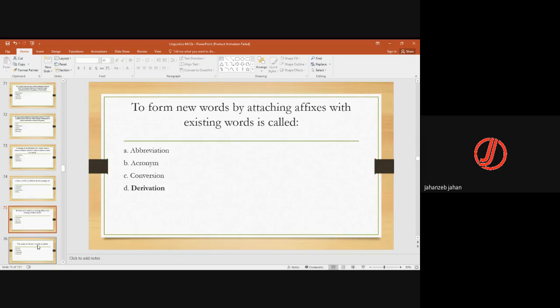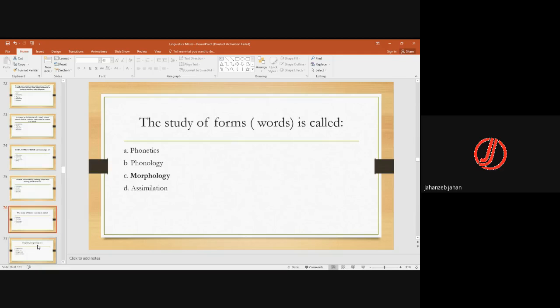To form new words by attaching affixes to the existing words is called derivation. के existing words के साथ हमने affixes लगा दिए, beautiful, beautifully या faithful, faithfulness. तो ये affixes हैं. Affixes जो है इनमें suffixes, prefixes दोनों आते हैं.